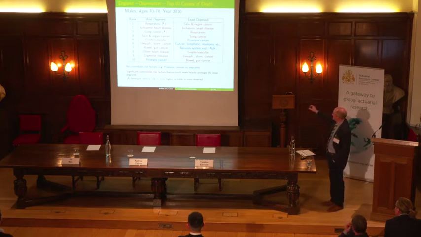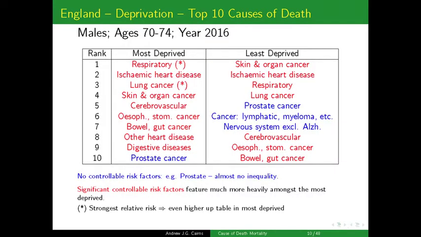What I've done here is to highlight in blue prostate cancer for this group of males. The reason I've highlighted this is that prostate cancer has no controllable risk factors, and therefore the death rates here are about the same as the death rates for the least deprived group. So that's saying that all of these 9 on the left-hand side have higher mortality rates than the 5th ranked cause of death on the right-hand side. So it highlights the differences there.